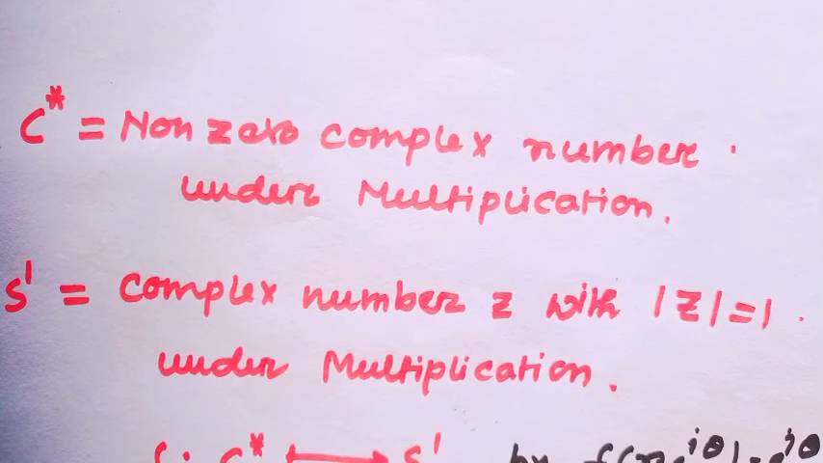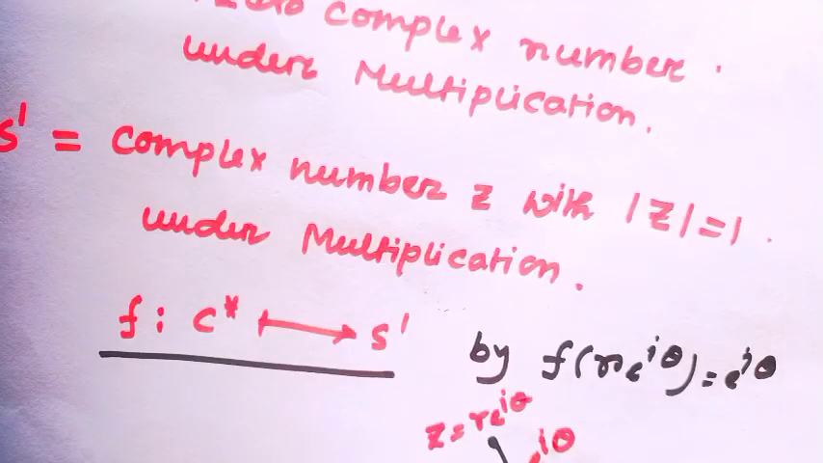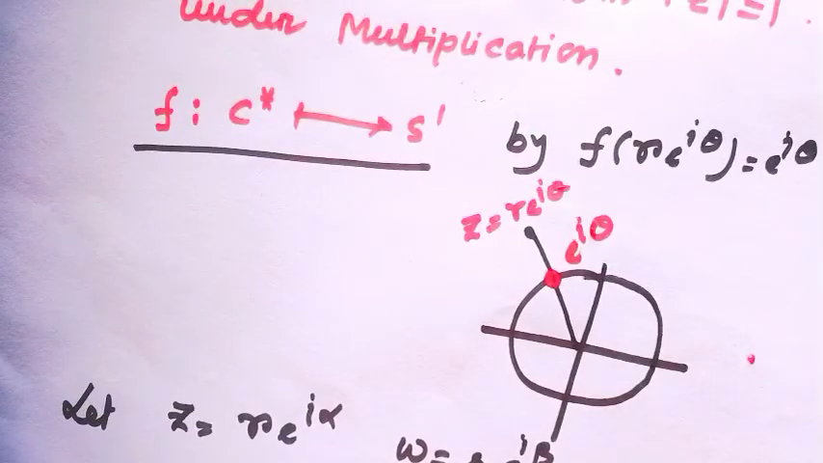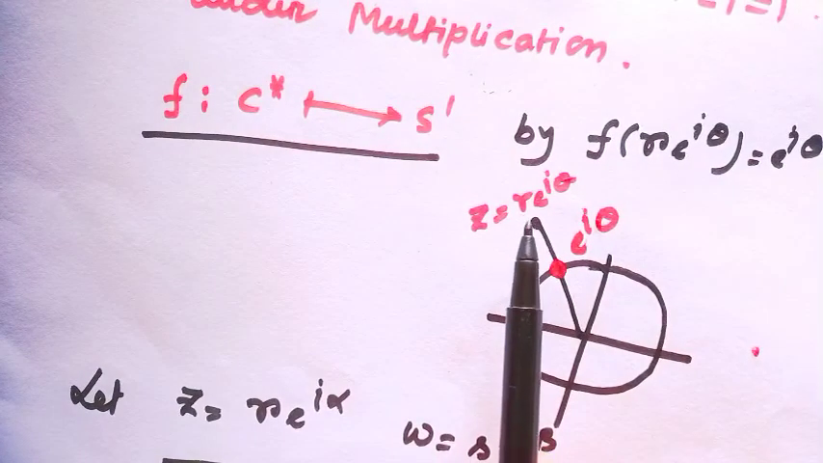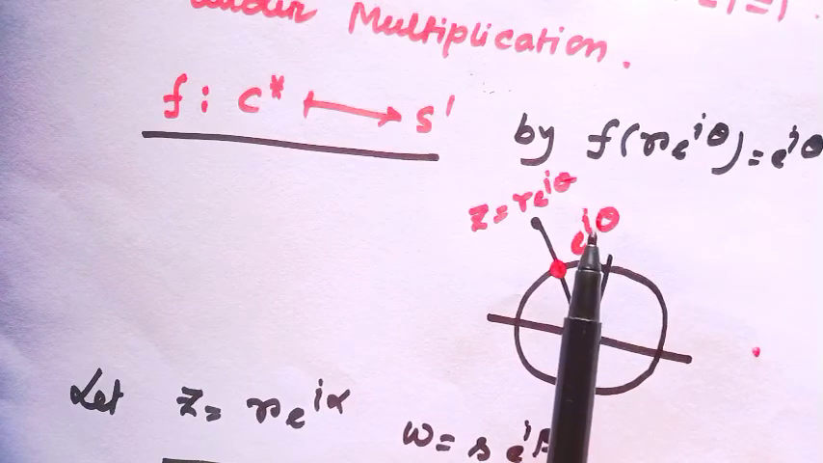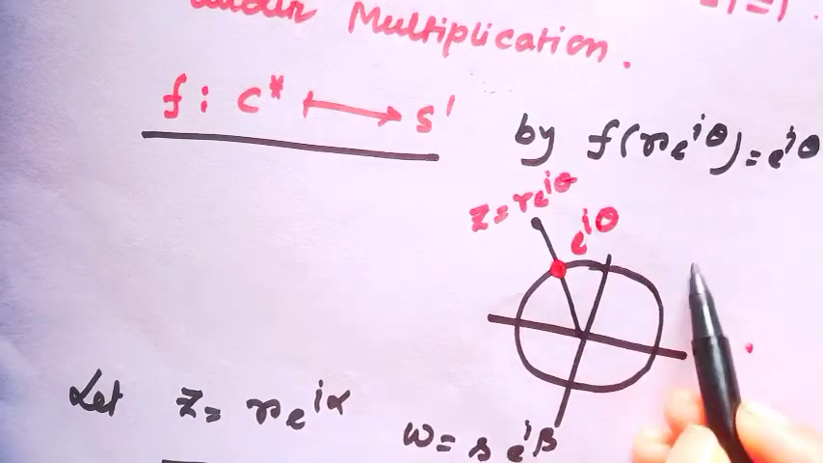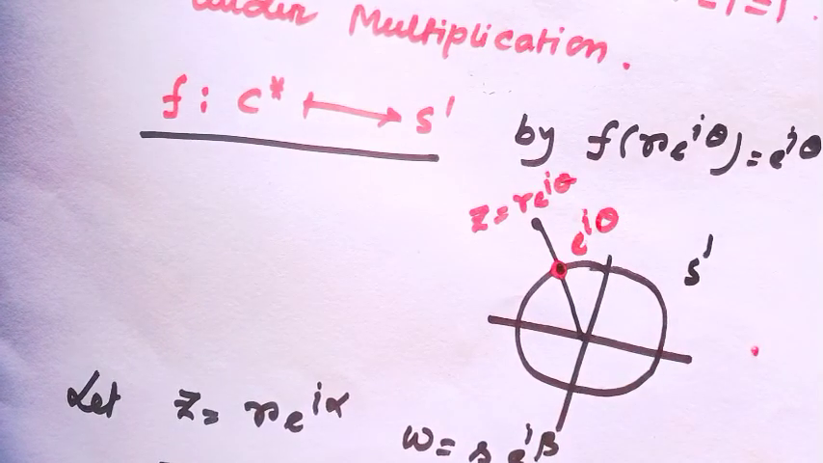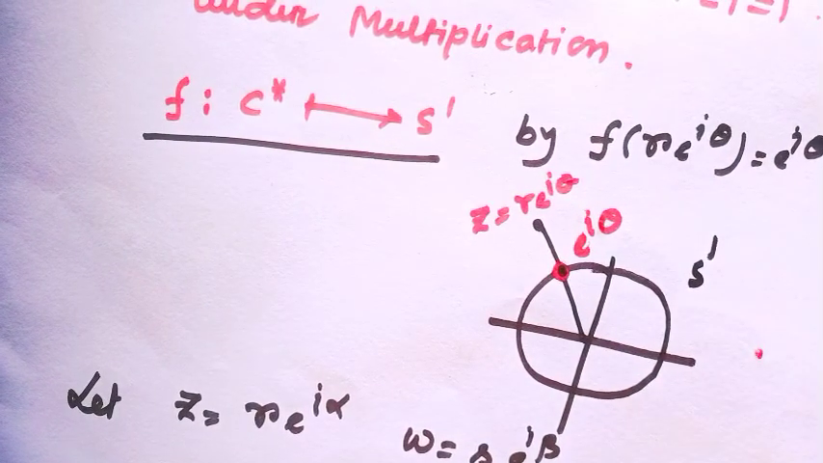Now we can define a homomorphism between two groups. F from C* to S1 by f of r e to the power i theta equals e to the power i theta. That means it takes an element z equal to r e to the power i theta which maps onto e to the power i theta on S1. Let's verify, is it a group homomorphism?